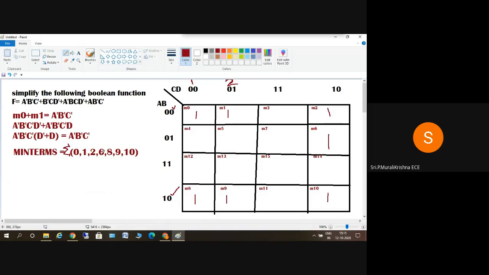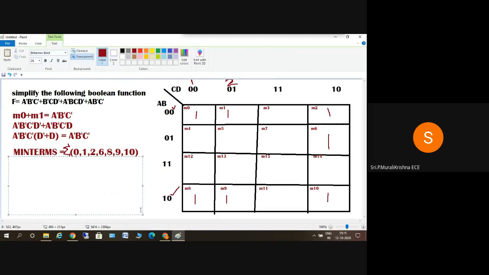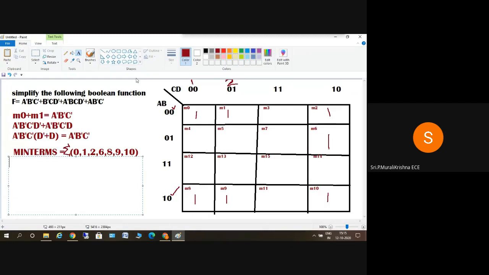So how can we minimize? We can do the minimization like this. First of all, we have to check for 8 possible things here. There is no possibility of 8. We can go for a quad. So what is the first quad we can form here? 0, 1, 8, 9. With the min terms 0, 1, 8, 9 will form a quad. That is the first quad I can take here.